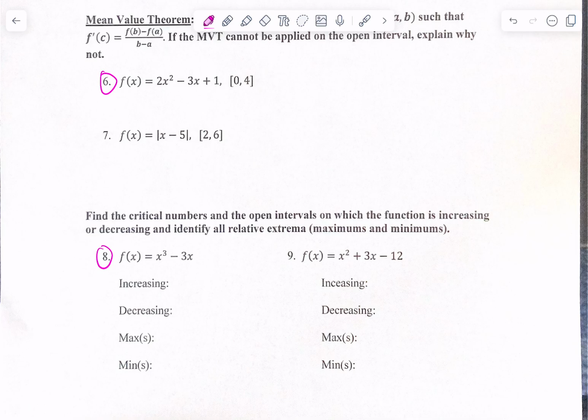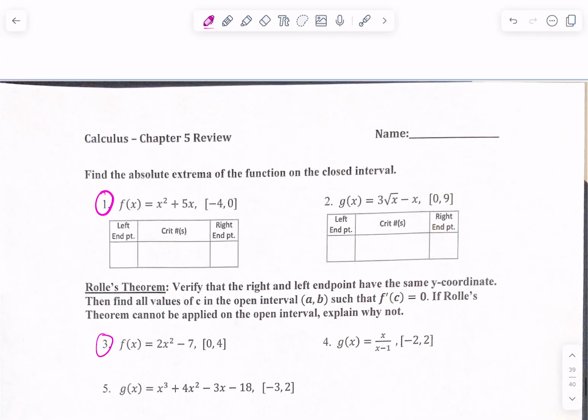Do you want to do them right in a row, or do you want me to do 1 and pause for 2? Yes. Do 3 and pause for the other 2. Okay. All right, so number 1.